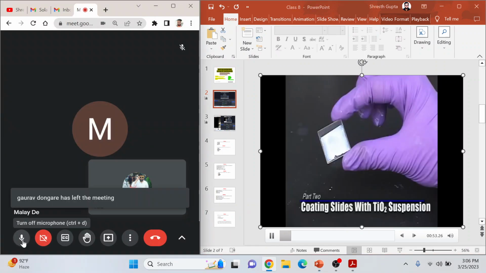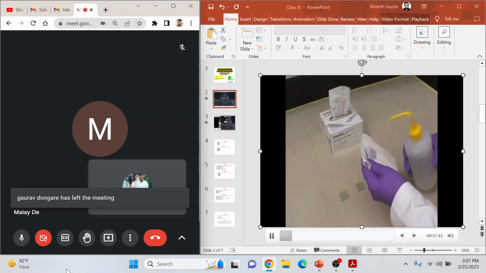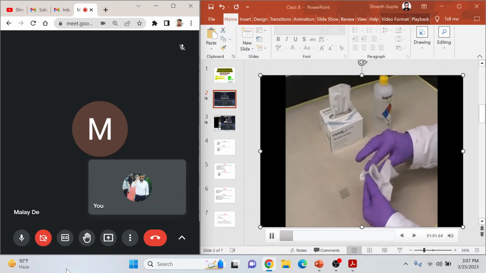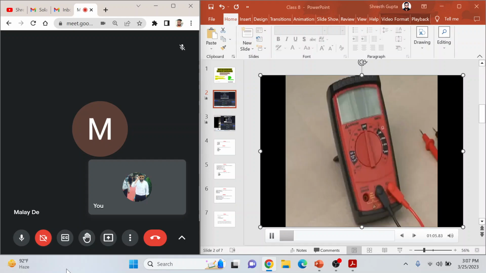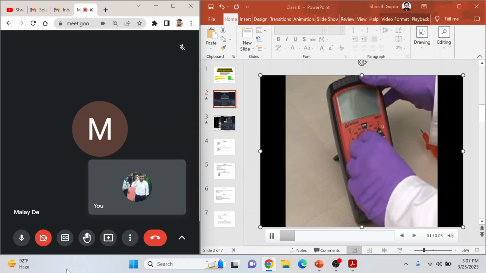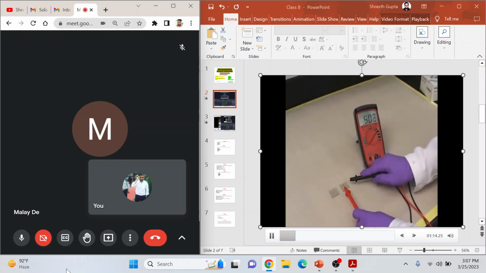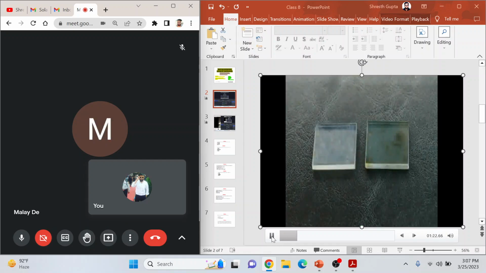Part 2. Coating slides with the titanium dioxide suspension. Step 1. Clean 2 conductive glass slides by rinsing them with a wash bottle filled with ethanol. Gently dry them with a soft tissue. Step 2. Use a multimeter set to resistance, ohms, to check which side of the glass slide is conductive. The slide should conduct between 10 and 30 ohms on the conductive side and nothing on the non-conductive side. There should be a slight visible difference between the conductive and non-conductive side.